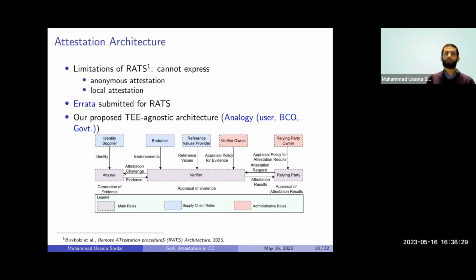So what we propose here is this attestation architecture. There are a number of terms, but I would like to simplify it a little. Coming back to the analogy of the user, the border control officer, and the government: the attester is the one who is going to pass the border control, the verifier is the border control officer, and the relying party is the government who has appointed that border control officer.